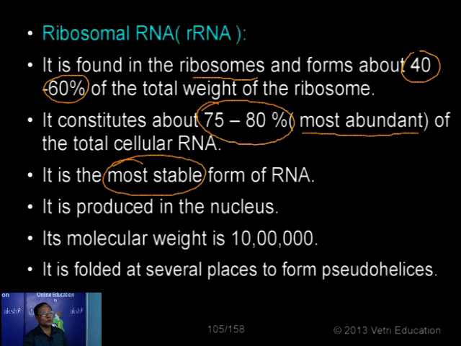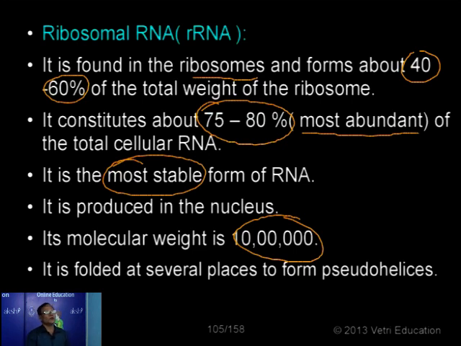So mRNA is produced by the transcription process from DNA. The tRNA as well as the ribosomal RNA are produced in the nucleus, the ribosomal RNA mainly by the nucleolus. Its molecular weight is high because its amount is huge in the ribosome. It is about 10 lakh daltons. mRNA is 5 lakh daltons. Then we have the tRNA at 25,000 daltons. So it is also higher in its molecular weight when compared to the rest of the two RNAs.